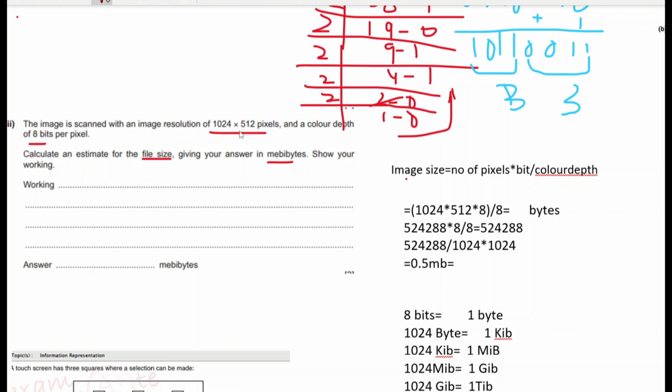Whenever this kind of question comes, remember you have to use this formula. The image size equals the number of pixels, whatever is given in terms of width and height, multiplied by the bit depth or color depth. So the number of pixels was 1024 multiplied by 512, and the color depth is 8, so I will multiply it with that. Whatever answer I get will be in bits, because I have a color depth of 8 bits per pixel.